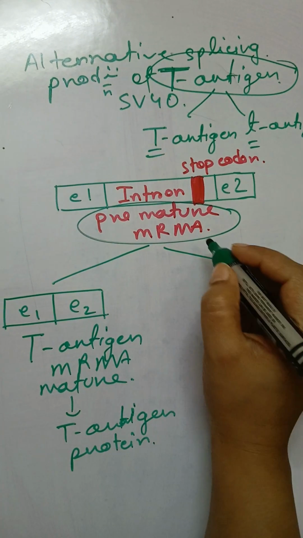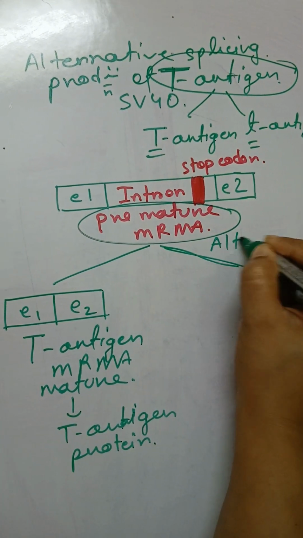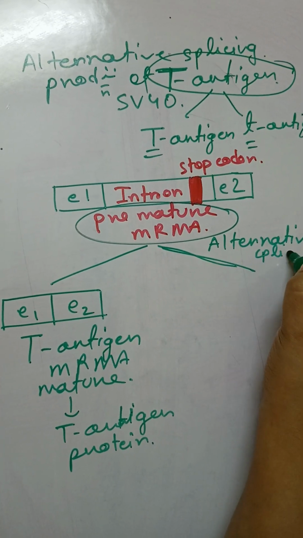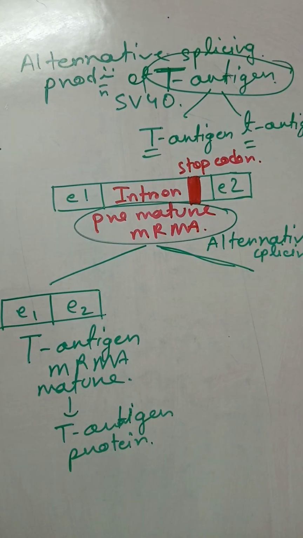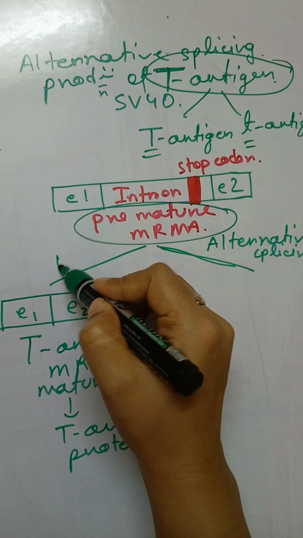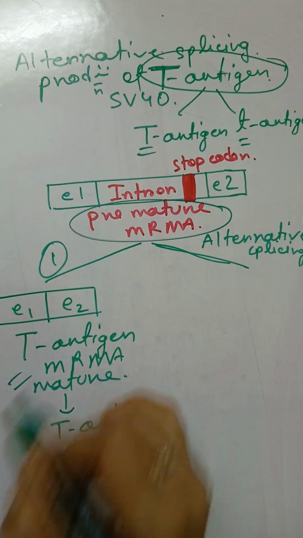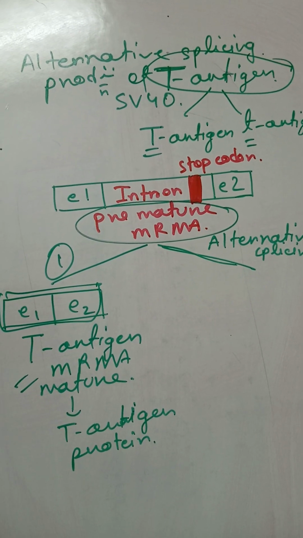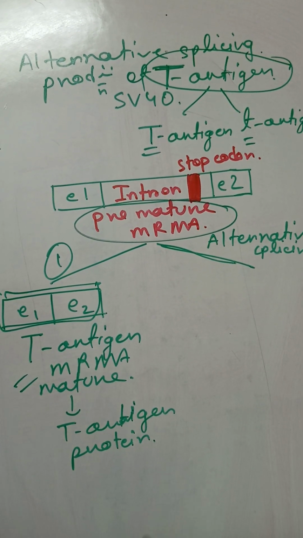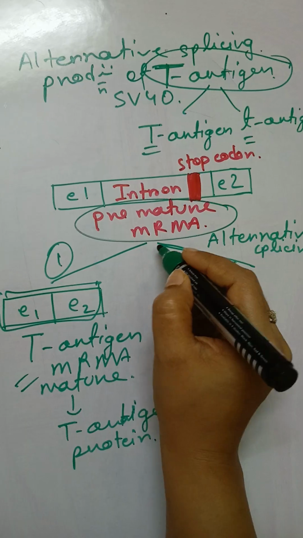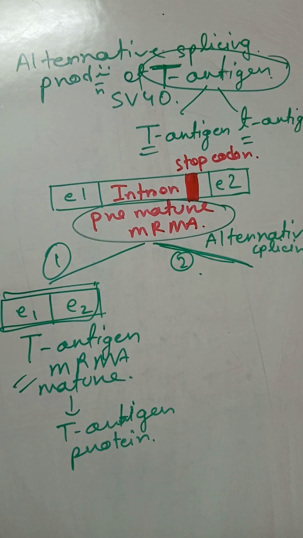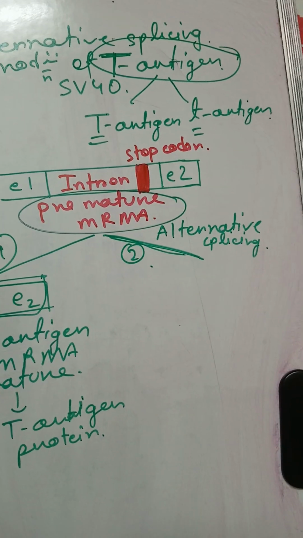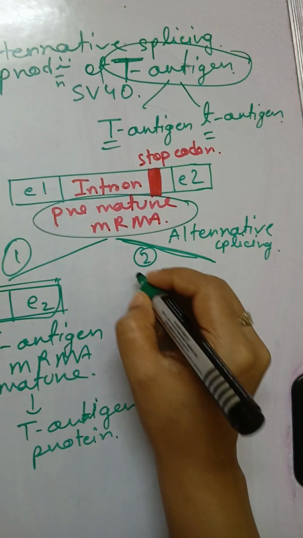So during alternative splicing, what happens? From the T antigen premature mRNA, the first product is large T antigen. It means only E1 and E2, the exon 1 and exon 2, are present and spliced together. Now what happens in the second type of splicing product?